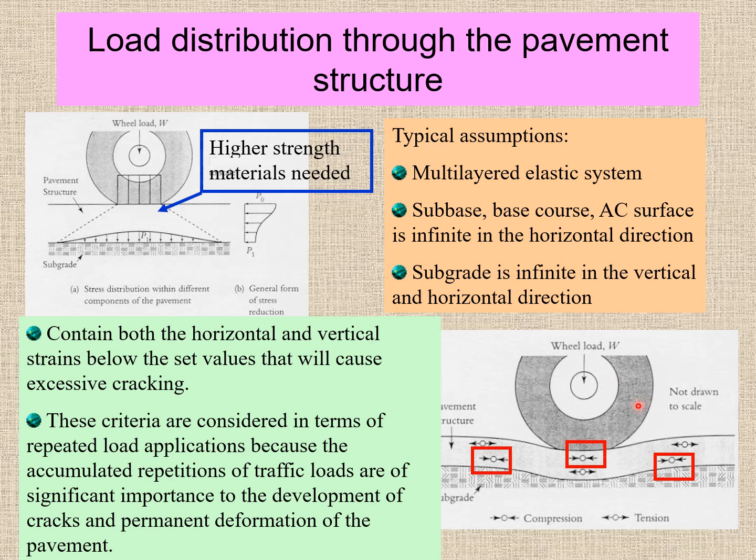This figure is also very useful, showing that just under the wheel in the pavement, we are having the compression, and just below that you can see we are having the tension. But if you look at some other section away from the wheel, here or here, you can see the opposite is there. That means at the top we are having the tension, and here we are having the compression.